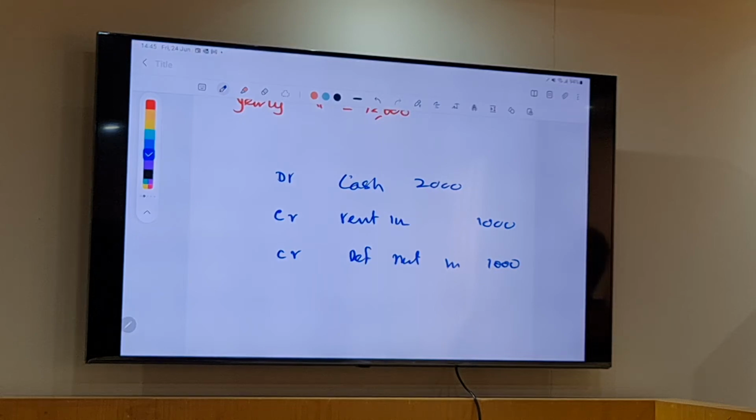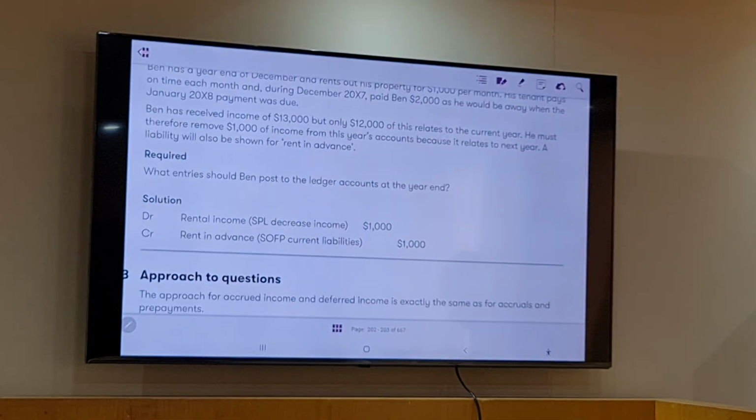I understand. But first one, can you explain? Solution. This example, I already understand everything. But first one, what's the meaning of rental income? Coming 1,000. Yeah, see. Rent in advance.